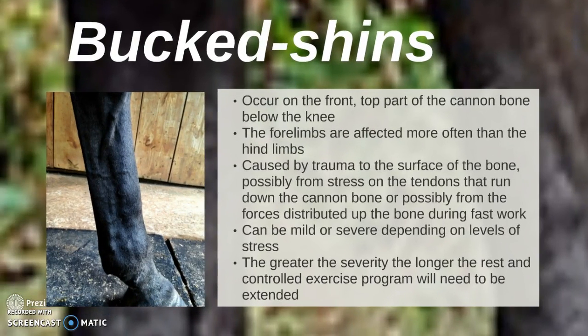Bucked shins. This occurs on the front top part of the cannon bone below the knee. The forelimbs are affected more often than the hind limbs. This is caused by trauma to the surface of the bone, possibly from stress on the tendons that run down the cannon bone, or possibly from the forces distributed up the bone during fast work. They can be mild or severe depending on levels of stress. The greater the severity, the longer the rest and controlled exercise program will need to be extended.